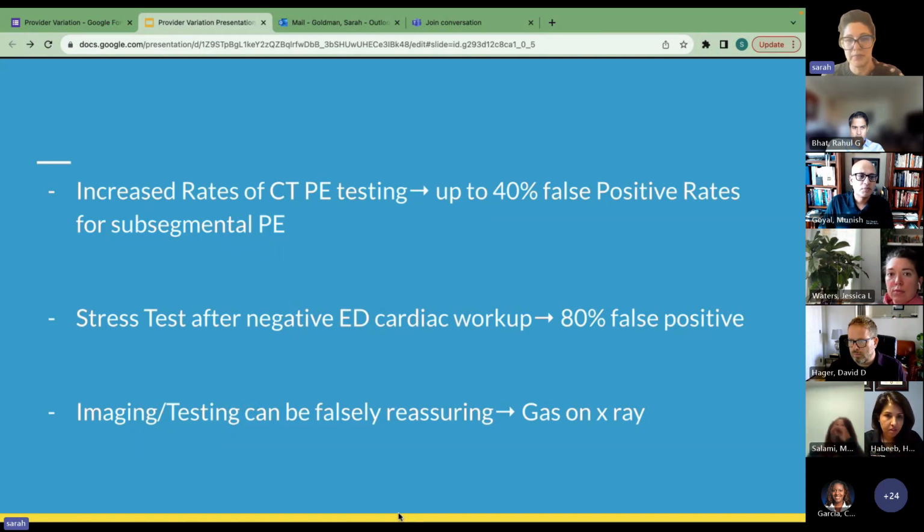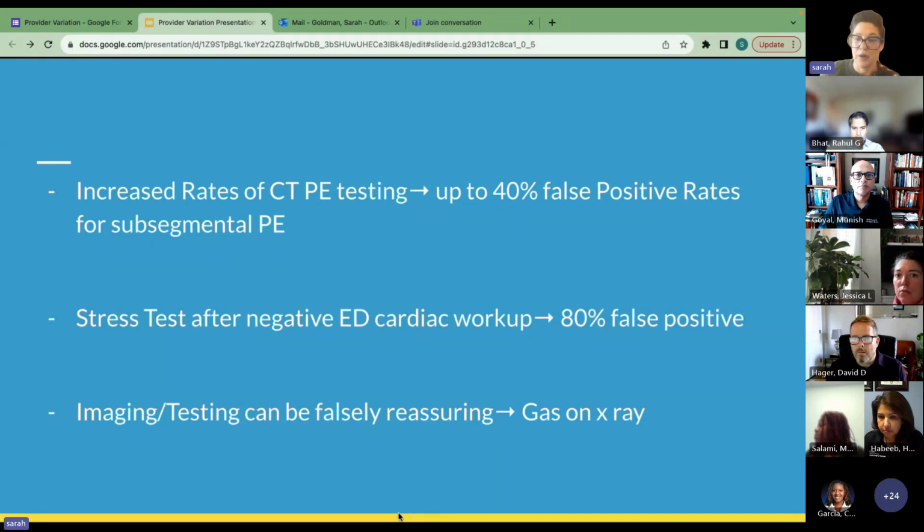And we know once somebody has a, quote, positive PE in the past, they get admitted, they get started on anticoagulation. That anticoagulation is expensive. And then anytime they come back into care with chest pain or shortness of breath, the likelihood of getting tested again for PE goes up.